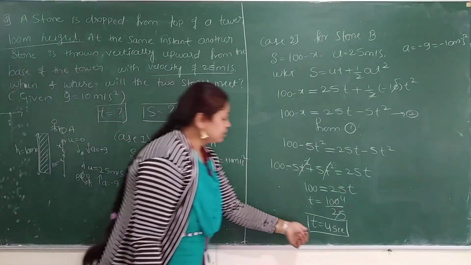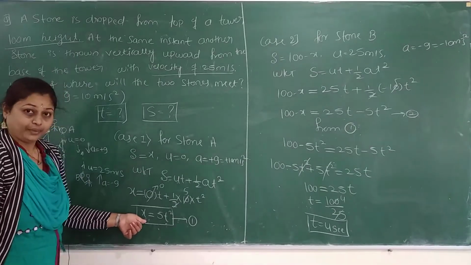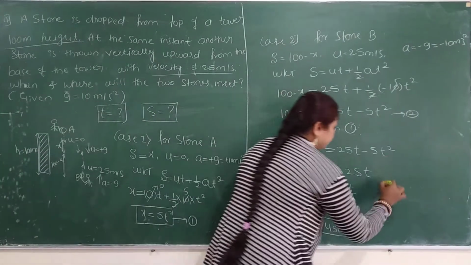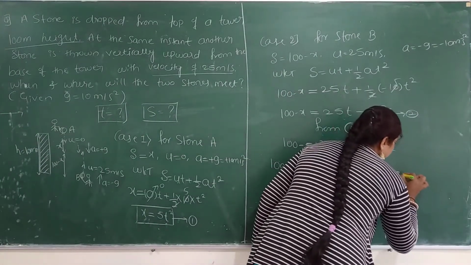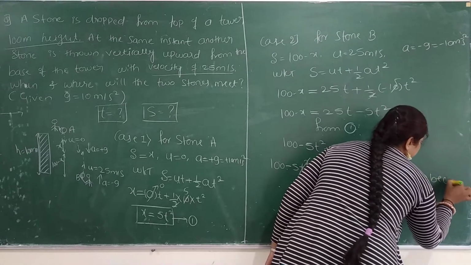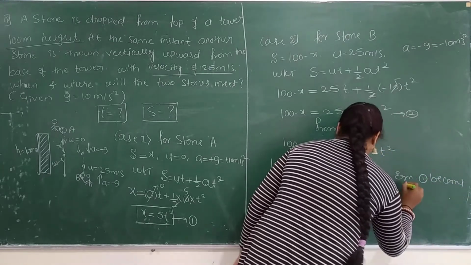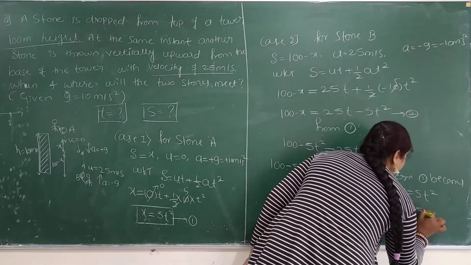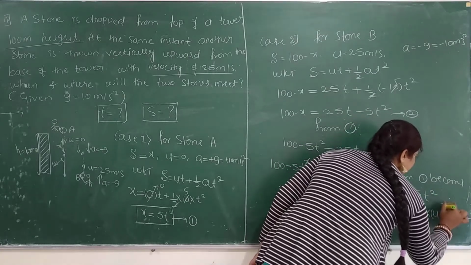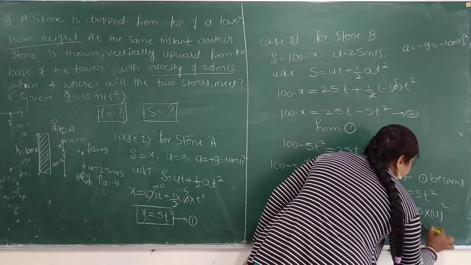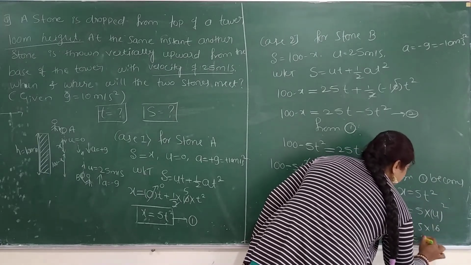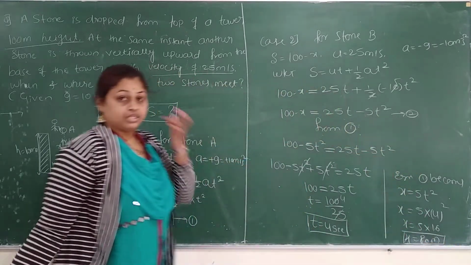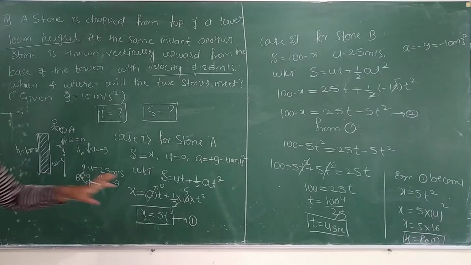Then just take this value and substitute in this equation. You will get a distance. At what distance will they meet? Right, here equation 1 becomes x equals 5t square, and x equals 5 into t value 4 square. x equals 5 into 16, then x equals 80 meter. This is the answer. So it is understood clearly.